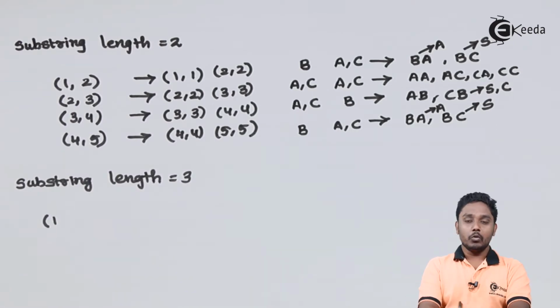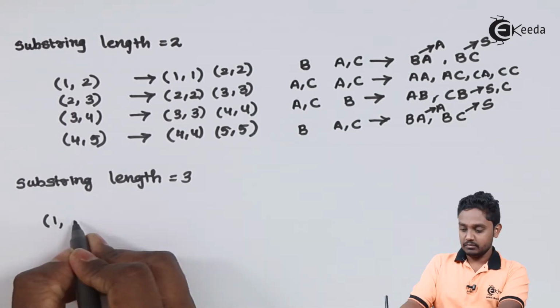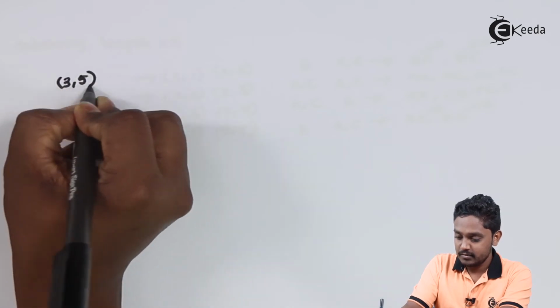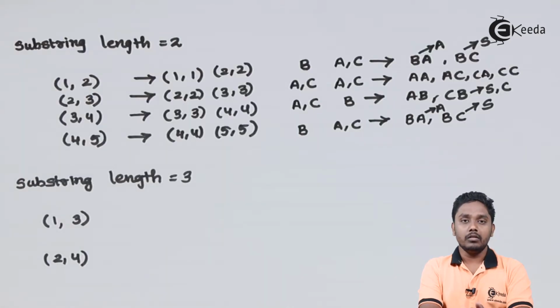It would be 1 to 3, 2 to 4, and 3 to 5. Unlike the previous case, now there is not only one case for concatenation, there could be multiple. A length from 1 to 3 could be a concatenation of 1 1 followed by 2 3, or it could be a concatenation of 1 2 followed by 3 3. That means it could be two ways: symbol 1 2 concatenated with 3, or symbol 1 concatenated with 2 3.